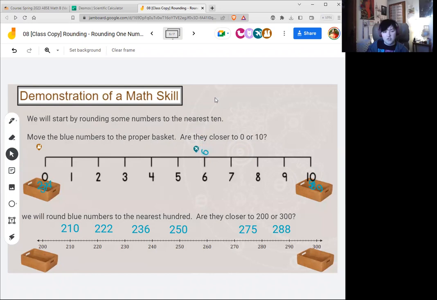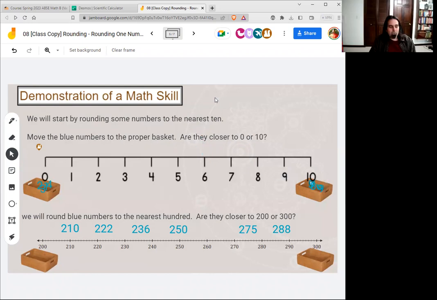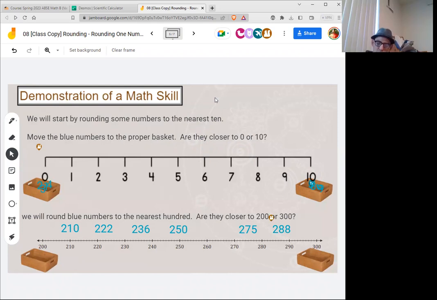So that's just like a general rule. That's just the general rules. They had to make a decision. So there we go. 5 goes up.